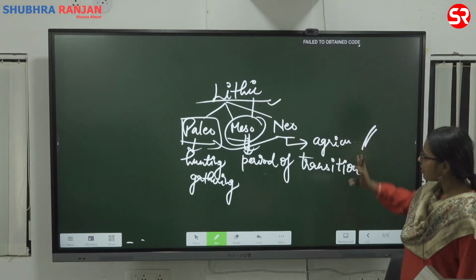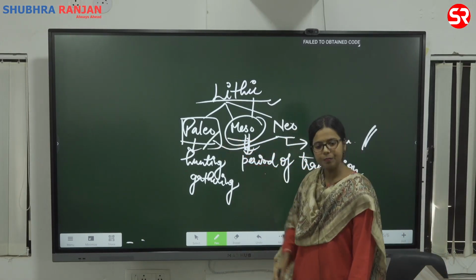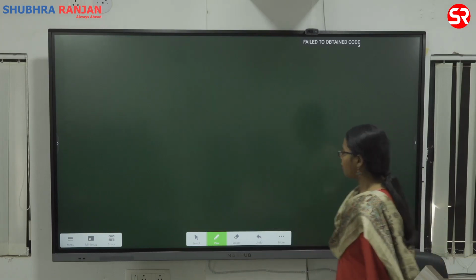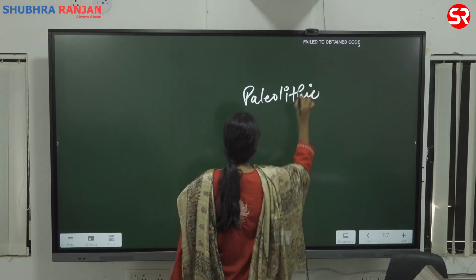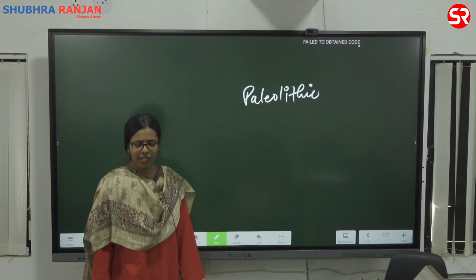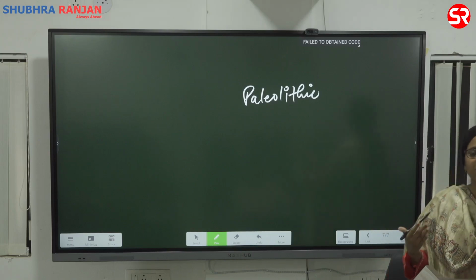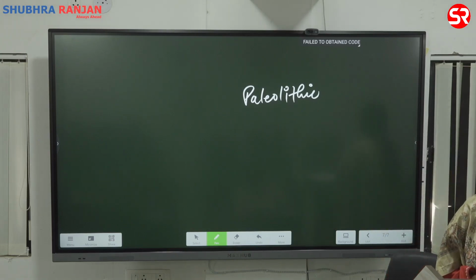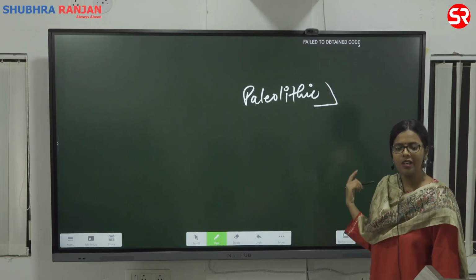Now, this is the broad categorization. We will start from Paleolithic. When we are starting from Paleolithic, first we need to understand the terminology. So what do we understand by the terminology? That it is the lithic age. Why? Because humans were using stone to make tools, and in the stone age there were a lot of changes coming in. That is why we categorize it into 3 parts. This is the first stage.